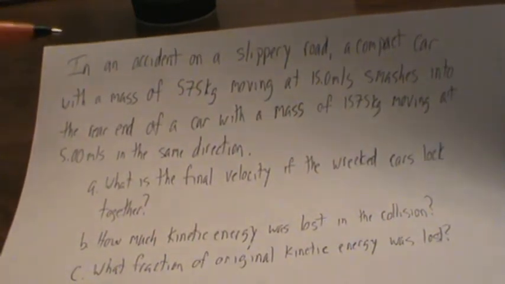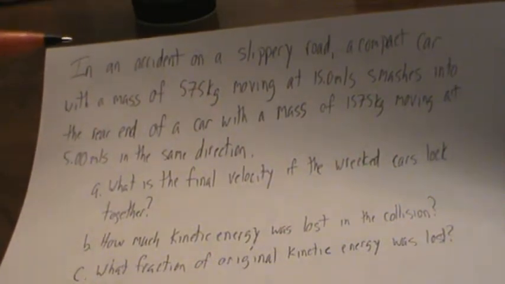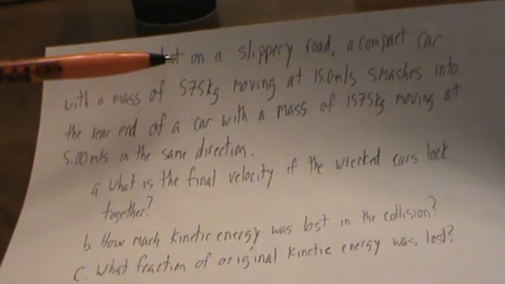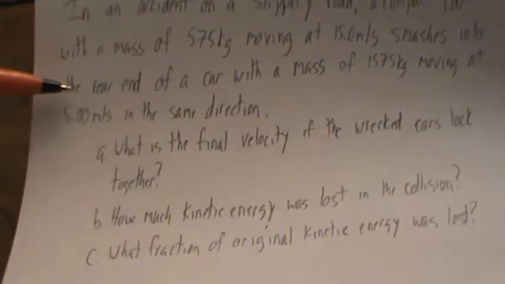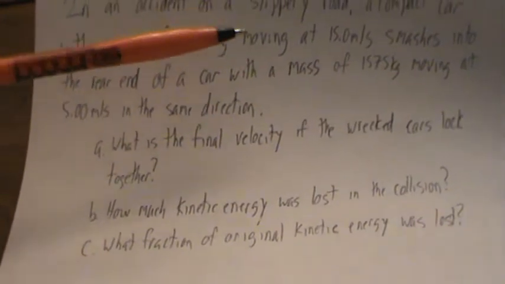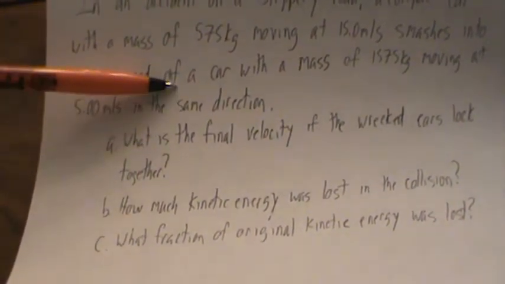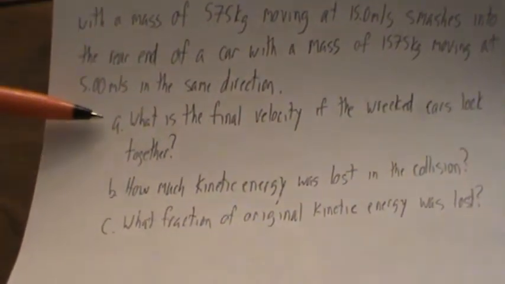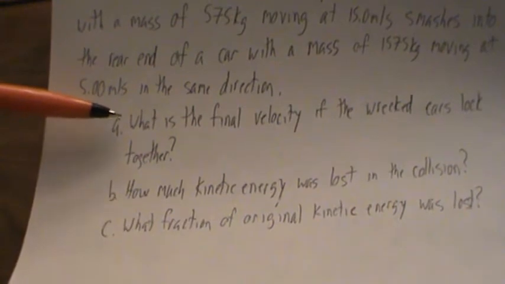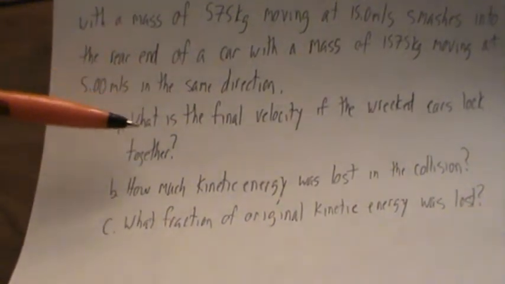So on to the example. In an accident on a slippery road, a compact car with a mass of 575 kilograms moving at 15 meters per second smashes into the rear end of a car with a mass of 1575 kilograms moving at 5 meters per second in the same direction. A. What is the final velocity if the wrecked cars lock together?